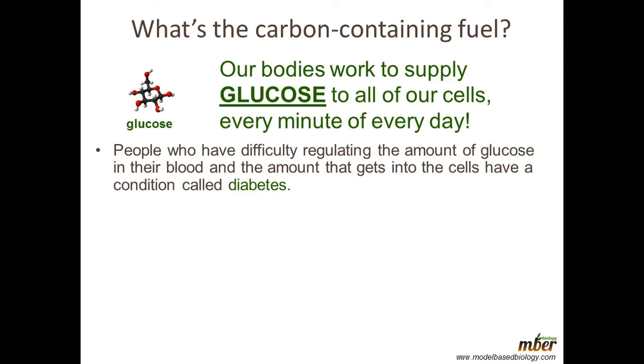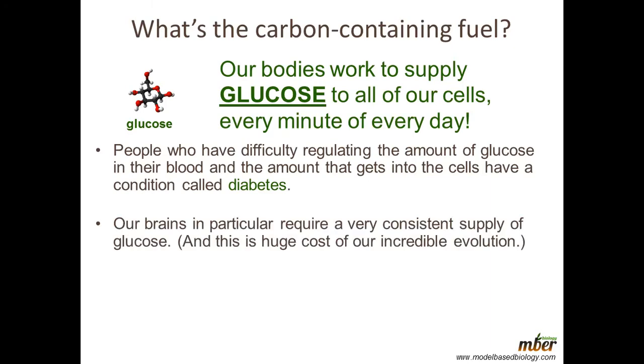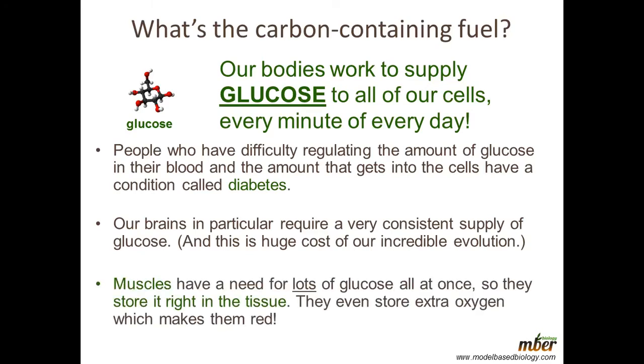People who have difficulty regulating the amount of glucose in their blood and the amount that gets into the cells have a condition called diabetes. Our brains in particular require a very consistent supply of glucose. And this is also a huge cost of our incredible evolution. Muscles have a need for lots of glucose all at once, so they store it right in the tissue. And they even store extra oxygen, which makes them red.